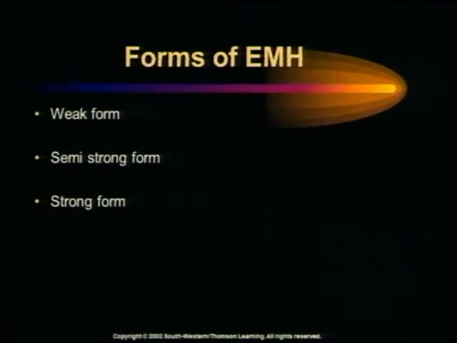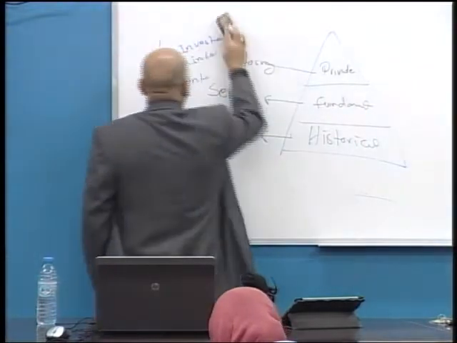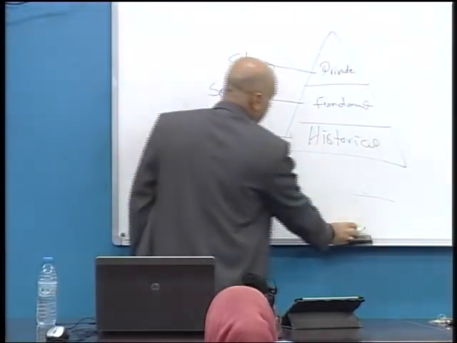We have private information, fundamental information, and historical information. In the historical information, we have weak markets. In fundamental, we have semi-strong markets, and in the private, we have strong markets. Okay.